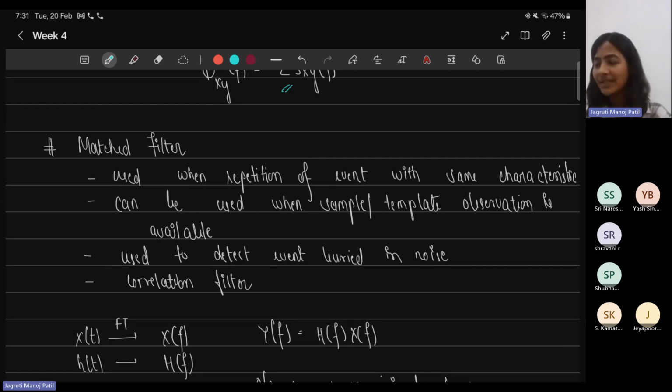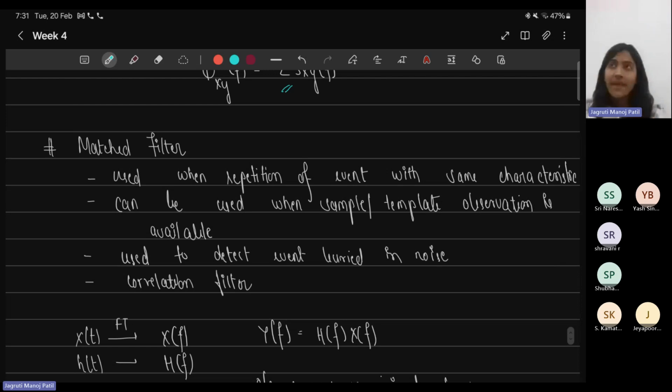Something that repeats, an event that repeats, has the same characteristics. It can be used when a sample or template is there. So you know something is there, you have prior information of it, then only can you apply this kind of filter. You can't directly apply it. And it's used to detect an event that's buried in noise.